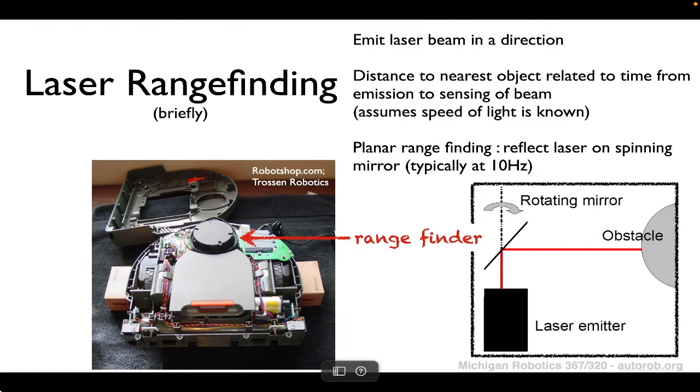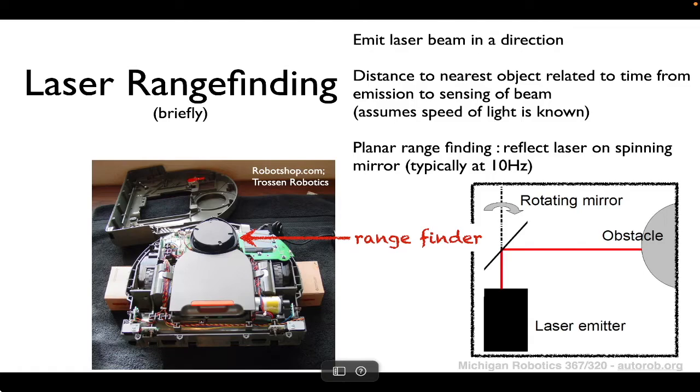And then based on the time it takes for that reflection to come back to the sensor, you can calculate the distance of that obstacle from the location of the transmission. And at that point, then you could build up a map of these distance ranges.